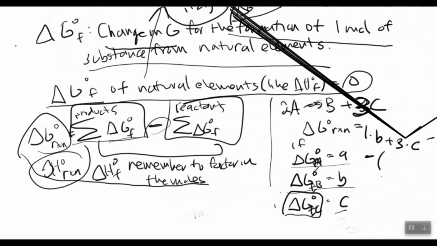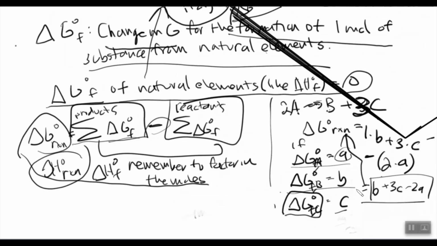And we're going to subtract that by the total amount of ΔGf for the reactants. Well, it's just going to be 2 times the ΔGf of A, which is lowercase a. So let's simplify that. So it's B plus 3C minus 2A. This is the expression if you wanted to solve for the ΔG. And if we had numbers for A, B, and C, we could totally solve this. But that's not the important part here. The important part is just knowing how to do it.